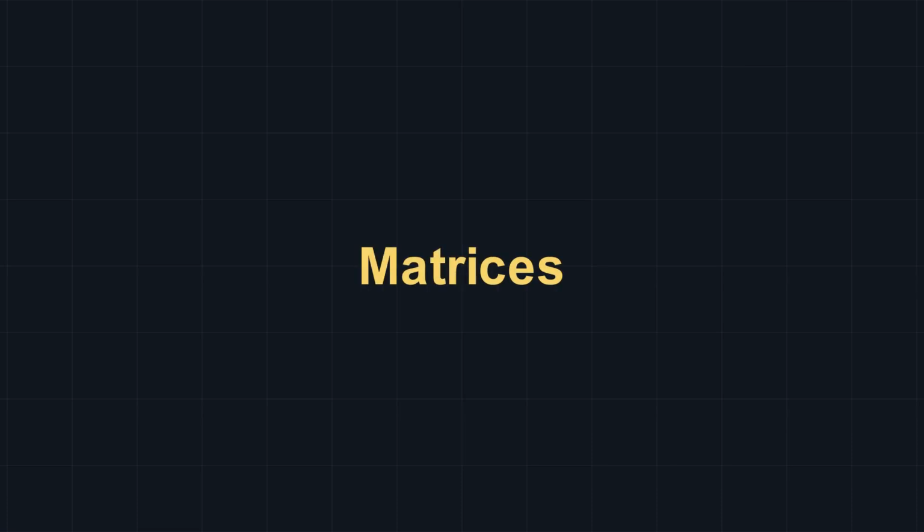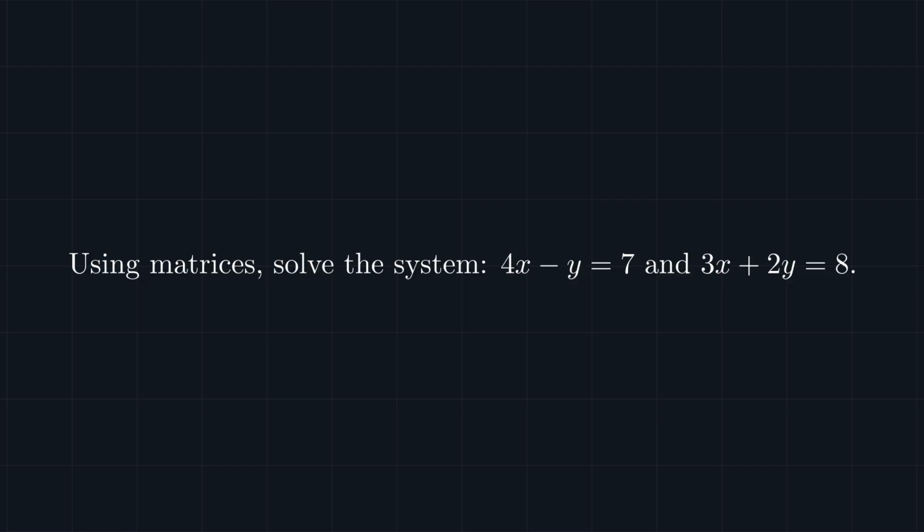We are given a system of linear equations and need to find the values of x and y that satisfy both equations. Solve the system of equations: x minus y equals 7 and 3x plus 2y equals 8.